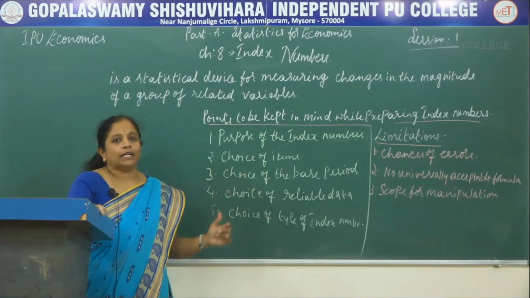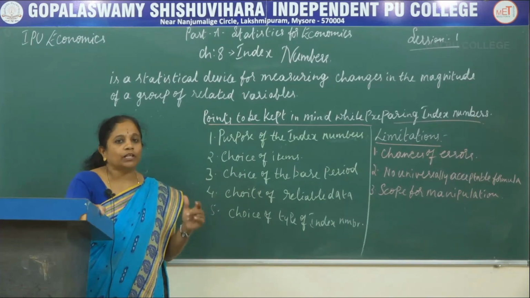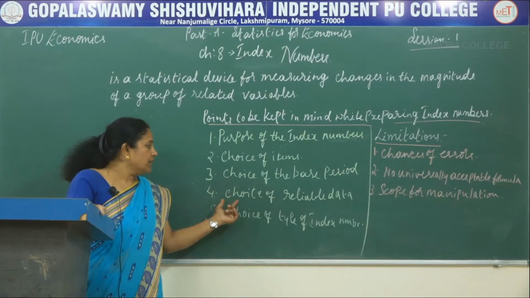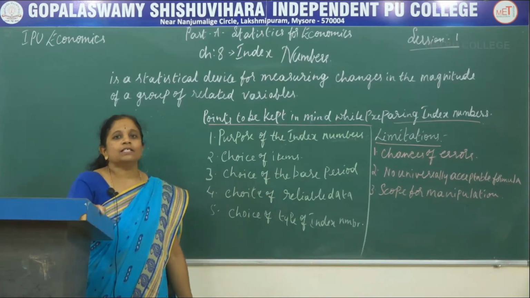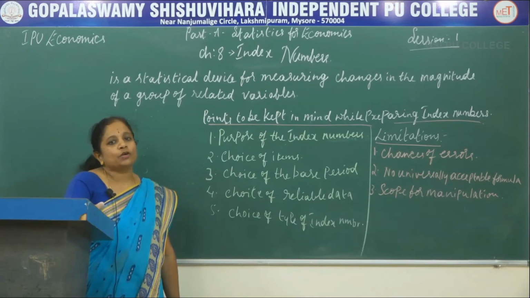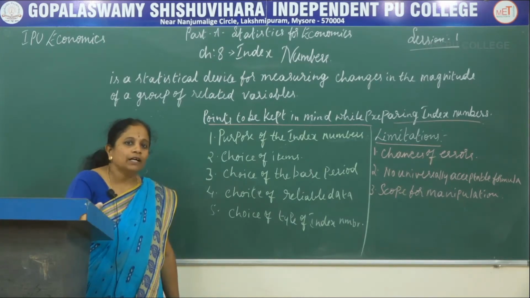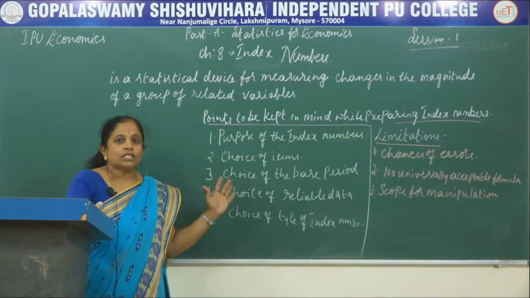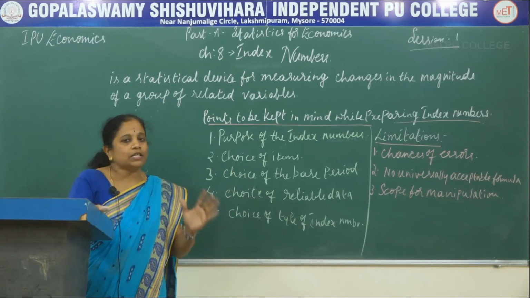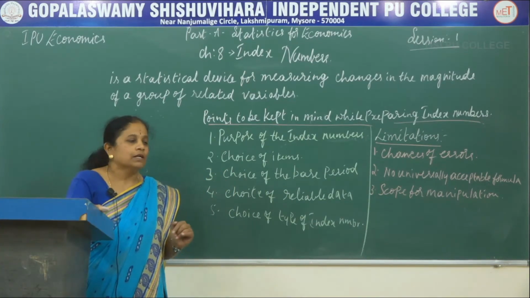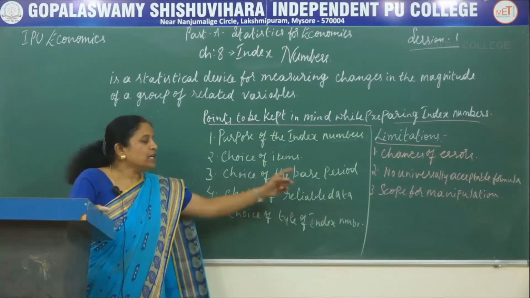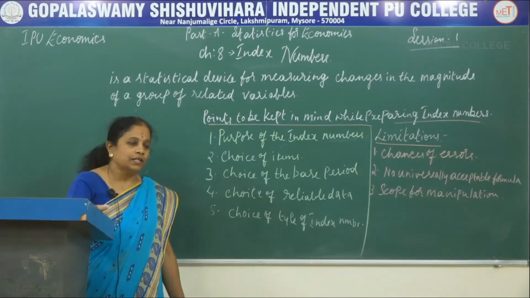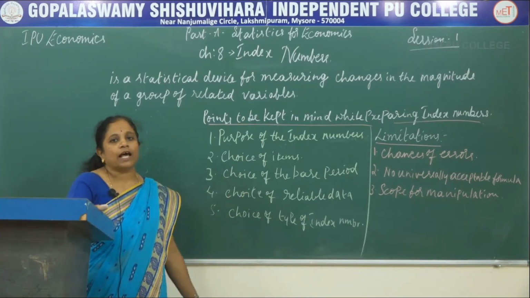Then the choice of the items, which are the things that are to be included in the calculation of index numbers. The third one is choice of the base period. This is a very important point that should be kept in our mind while preparing the index number, because there are lots of different years which supply us different types of information related to a particular group of variables. So we have to select the base period, and the choice of base period is an important point that should be considered here.